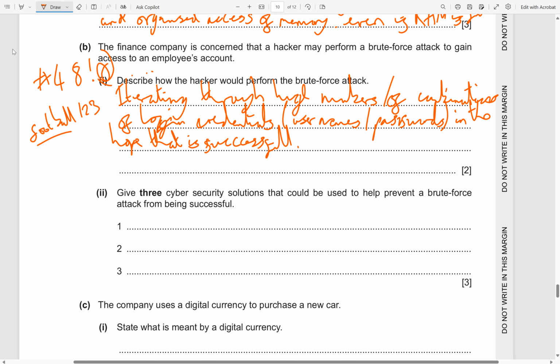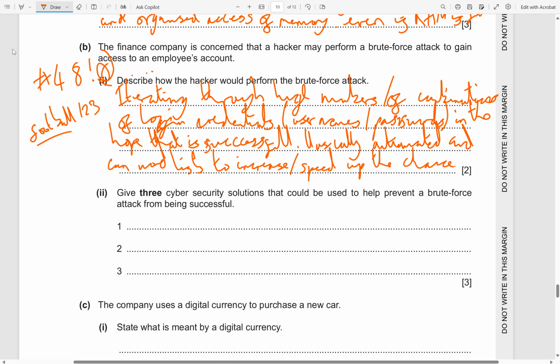So let's say usually automated, and can use word lists to increase, or speed up, the chance of finding successful combinations, or successful passwords, basically your login credentials.